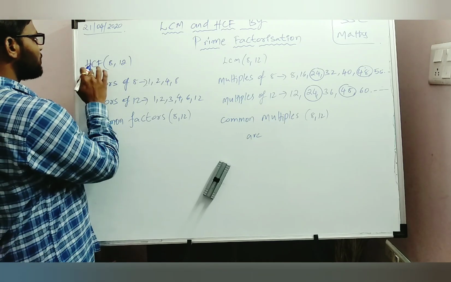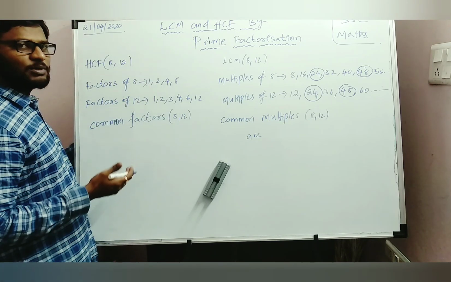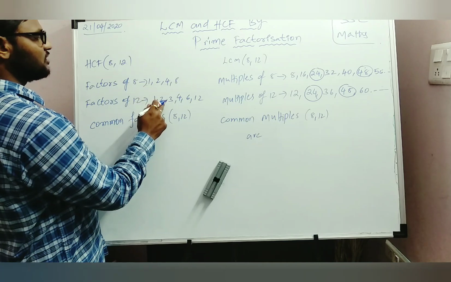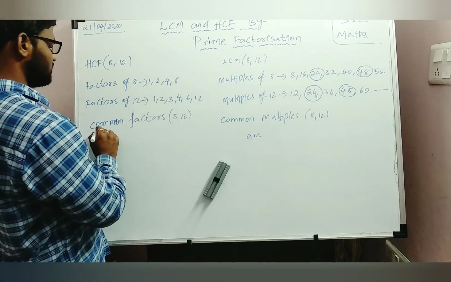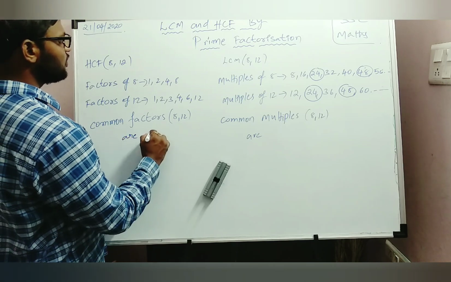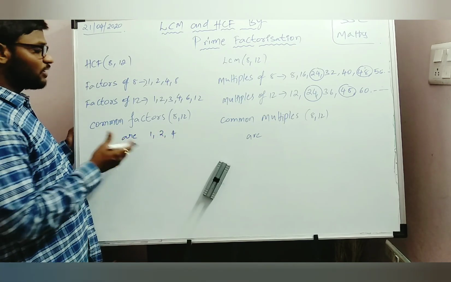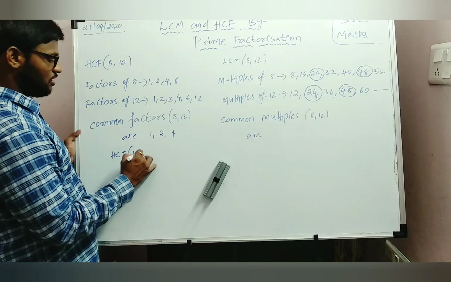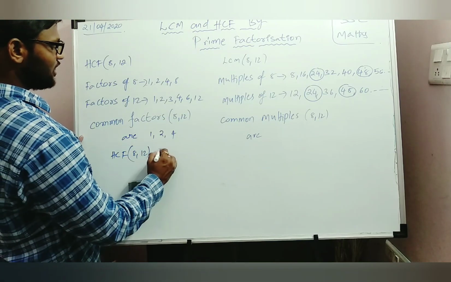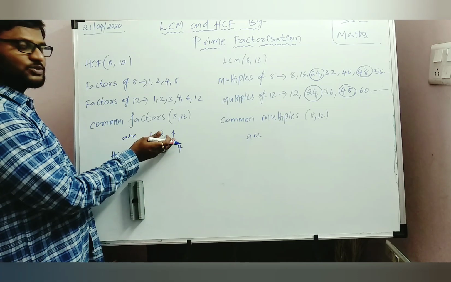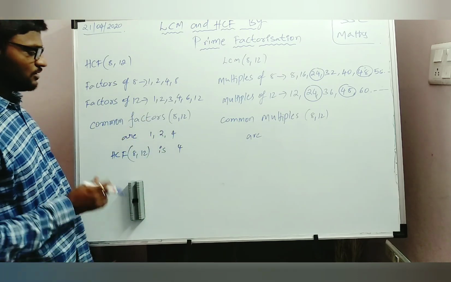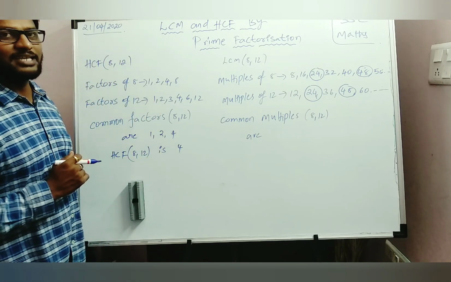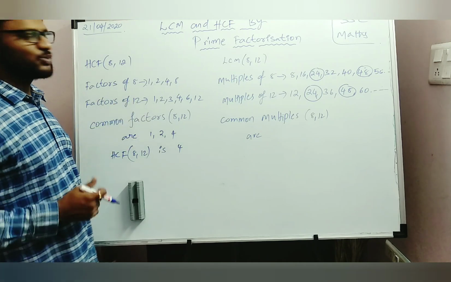Next, we'll take common factors, because to find the highest common factor, first we will write the common factors. What are the common factors? 1 is a common factor, 2 is a common factor, 4 is also a common factor. So the common factors of 8 and 12 are 1, 2 and 4. And what is the highest among these three numbers? The highest common factor of 8 and 12 is 4, because 4 is the highest among these three numbers. So 4 is the greatest number which divides 8 and 12 exactly. We can find the HCF of more than 2 numbers also.